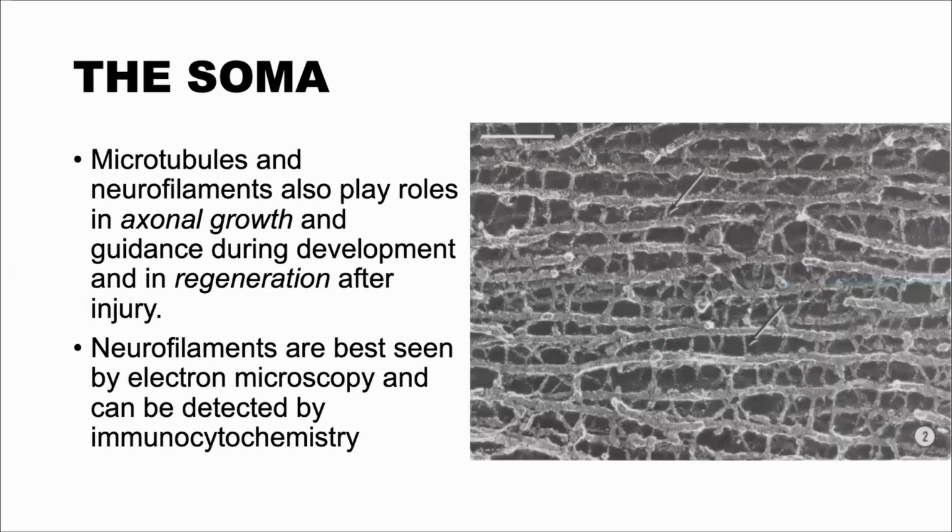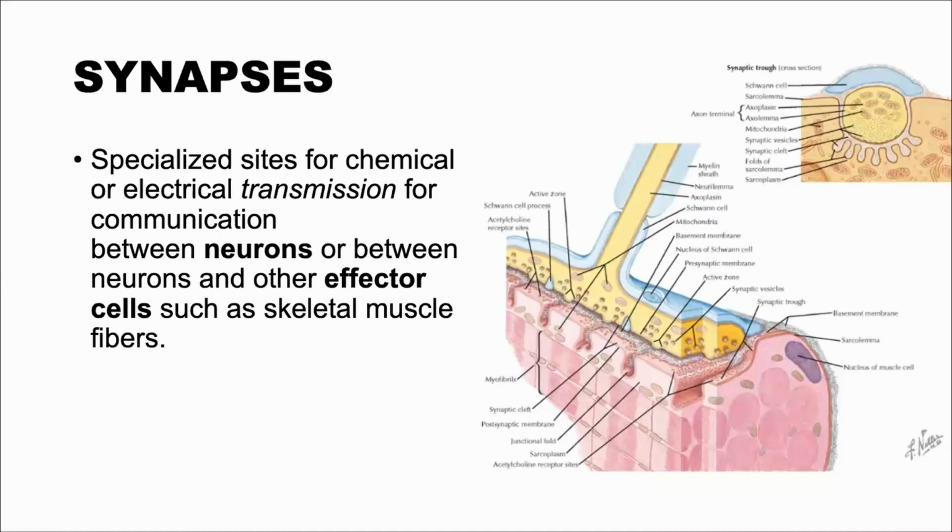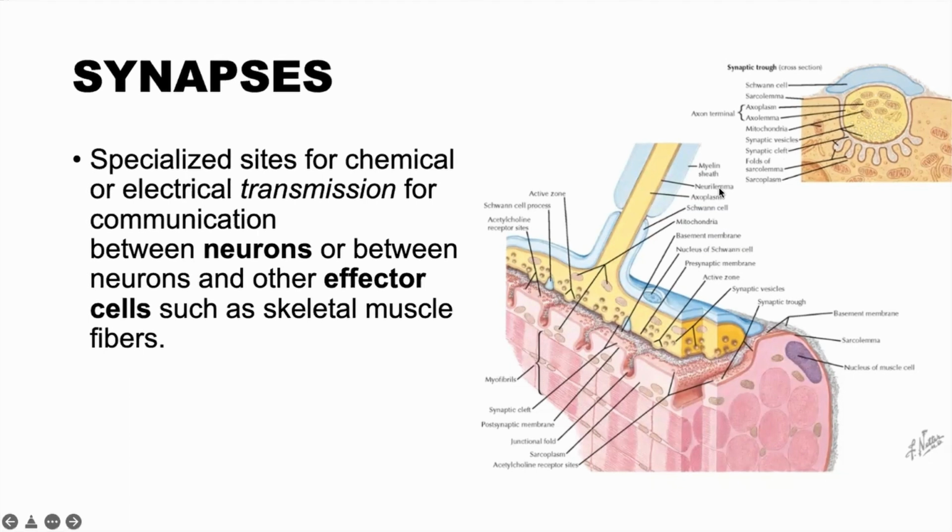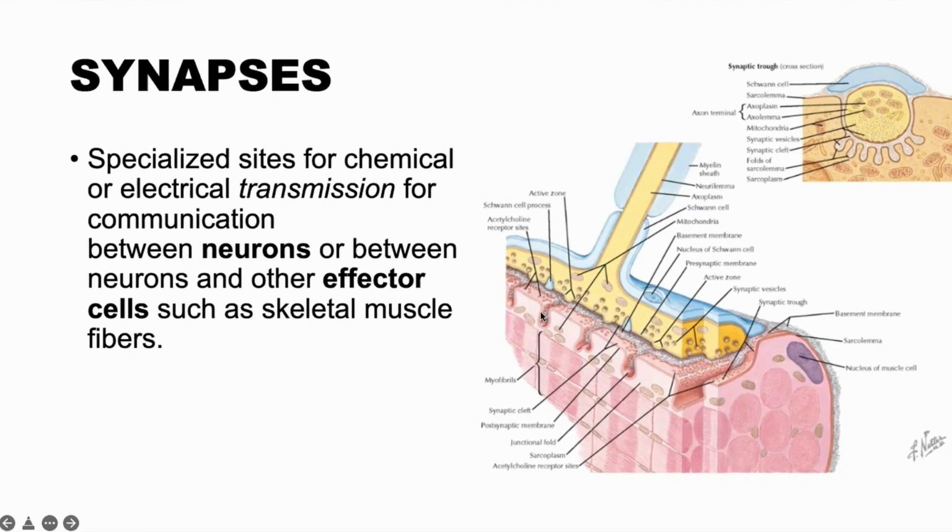This is just an image of microtubules and neurofilaments. The neurofilaments are also important for regeneration of neuronal structures after injury. This is showing action potential in muscle tissue. This is the nerve contacting the muscle. And we spoke about the neuromuscular junction before, the nerve-muscle junction.